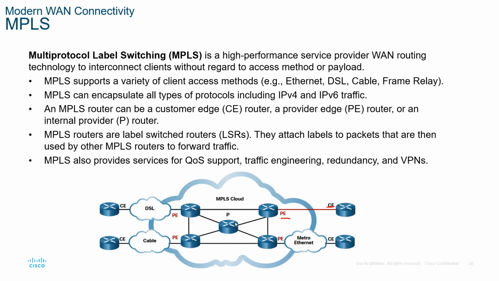Our MPLS cloud from the service provider will take all types of encapsulation from the inside, and it will handle its routing internally to the MPLS cloud. So here's an MPLS cloud. Here's our internet cloud. And the MPLS routers will basically label switch routers using LSRs. They attach a label to packets that are then used by other MPLS routers to forward traffic. And this is done fast. MPLS normally is classified as a layer 2 technology dealing with layer 2 switching. That's why it will be high performance switching using labels.